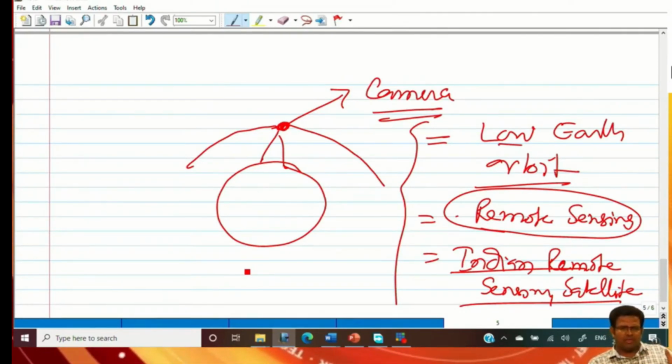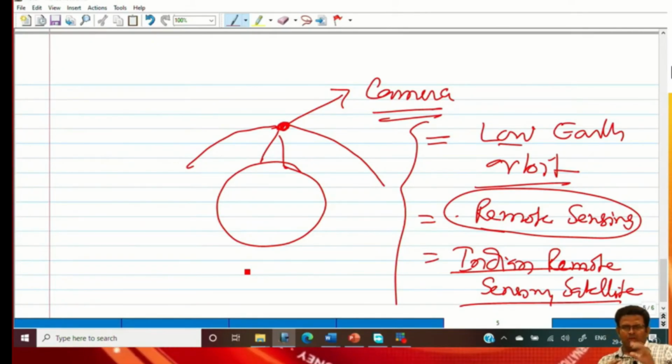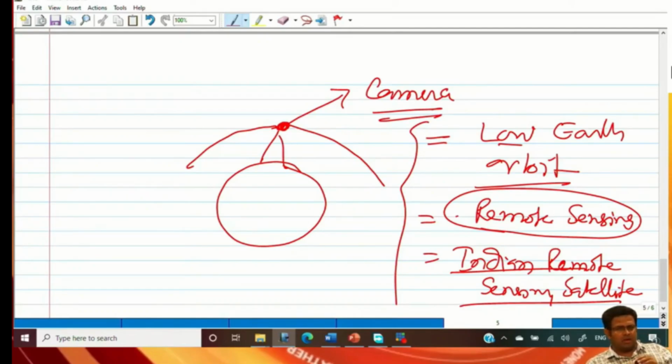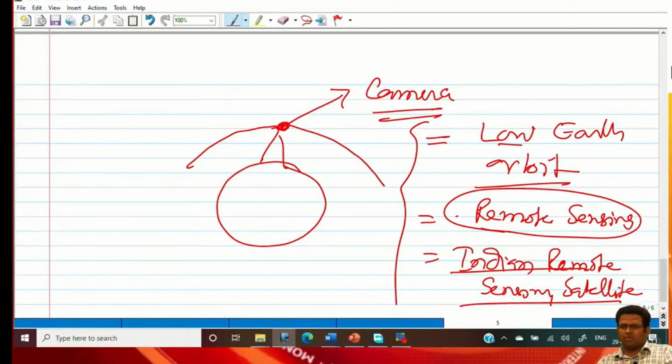the Doklam issue or any issue like the present China issue, then my satellite should have a camera. Those satellites which make pictures, where should they be established: in the low earth orbit, in the medium earth orbit, or in the geosynchronous earth orbit?